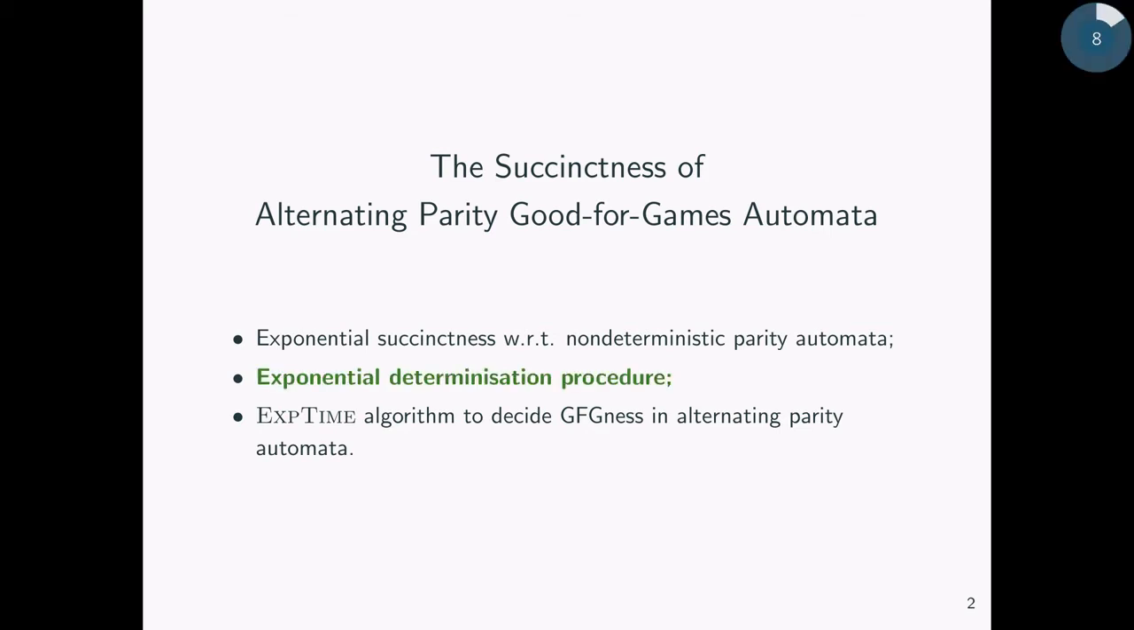In this talk I will focus on this exponential determinization procedure, as it is the core contribution of our paper, and also it is the basis of our algorithm for recognizing good for gameness in alternating parity automata. The lower bound, on the other hand, is a fairly simple extension of an existing result due to Kuperberg and Szewczak, so I will not spend time on that in this talk, but you are of course invited to have a look at it in the paper.